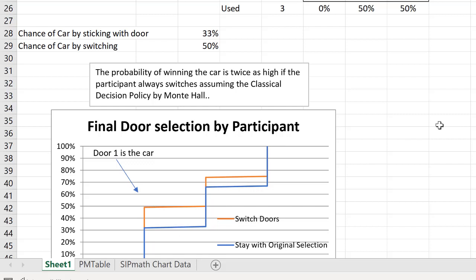So by using simulation, we were able to evaluate different decision policies of Monty Hall. We could change the game, and we easily get the results. We don't have to run through a lot of math or figure out some slick ways of portraying the problem.